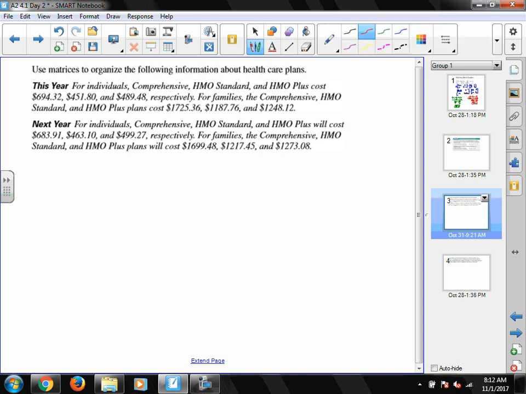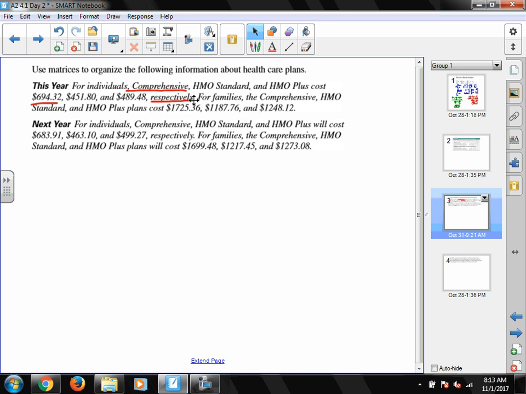In case you guys haven't seen this word respectively before, it means in that order. So comprehensive is going to be the first one listed. That $694.32 is the first number listed, so it means that those two go together. HMO standard is the second one listed. The $451.80 is the second number listed, so those are going to go together. So respectively just means in that order, so they're going to follow the same order.